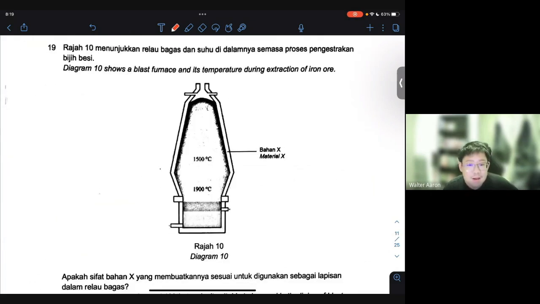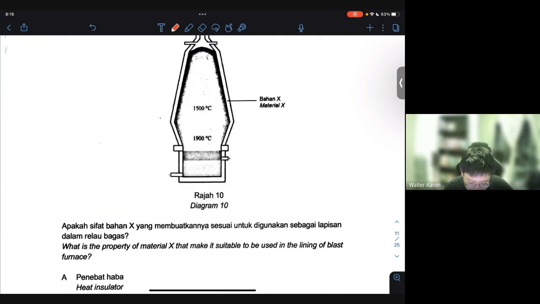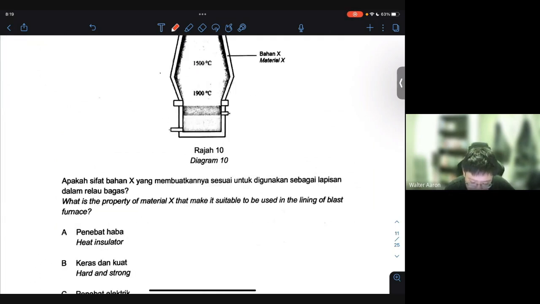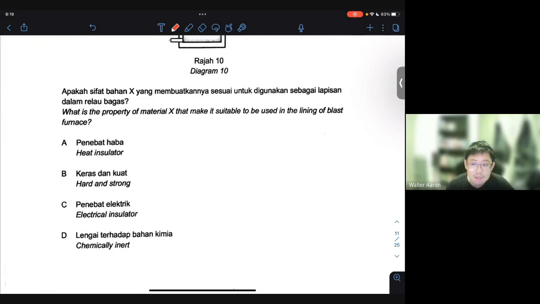19, diagram 10 shows a blast furnace and its temperature during extraction of iron ore. Right, and you have material X on the outside. So what's the property of material X that makes it suitable to be used as the lining of the blast furnace? So the blast furnace inside is really, really hot. All right, very high temperature. So what is the material that we need to use? Of course, something which is a heat insulator, okay? So of course, some will say, oh, it must be hard and strong, isn't it? Because there's a lot of things inside.